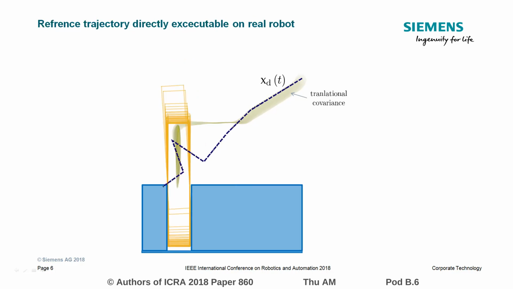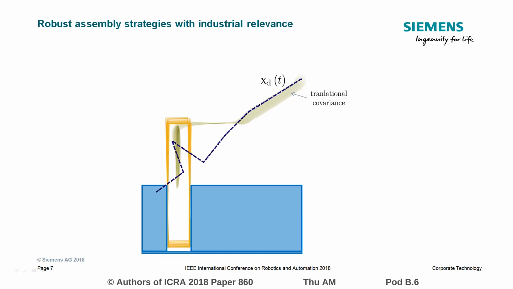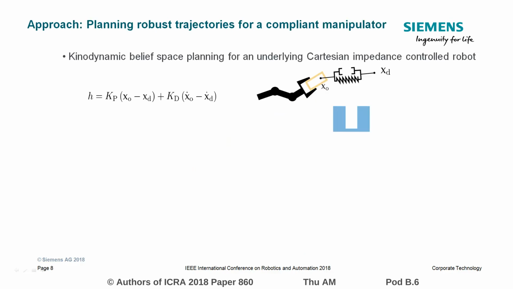The resulting robust trajectories can be executed on a real robot without the need of further post-processing. Our method obtains robust assembly strategies based on a goal region specification and the parts geometry data only. Compliance is achieved through simulated Cartesian impedance controllers, all sharing a common reference control input x desired.